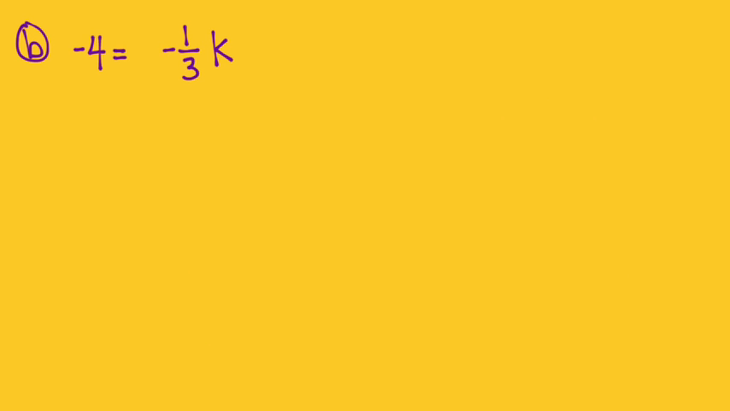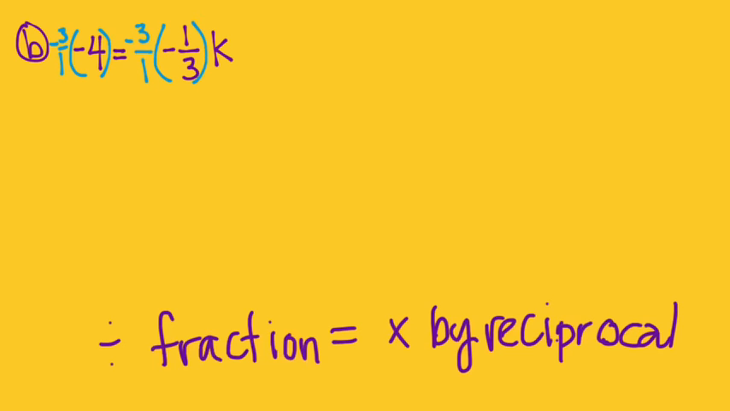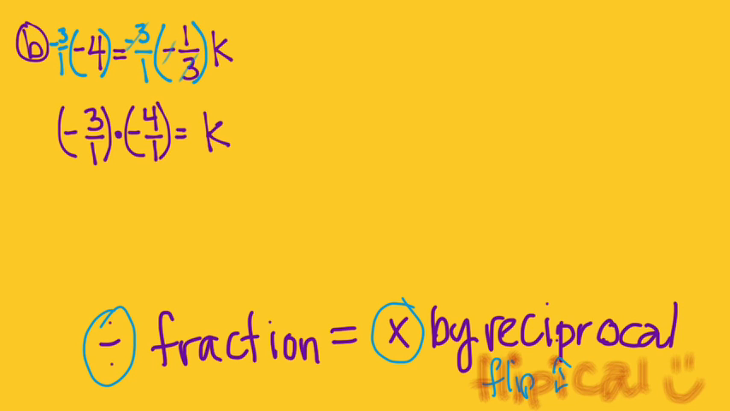All right, on letter B, I need to divide off the negative 1/3. So to divide by a negative 1/3, I multiply by negative 3. Because when I divide fractions, I multiply by the reflipical, right? I need to flip it. And then I simply multiply and I get 12, because negative 3 times negative 4 is a positive 12.